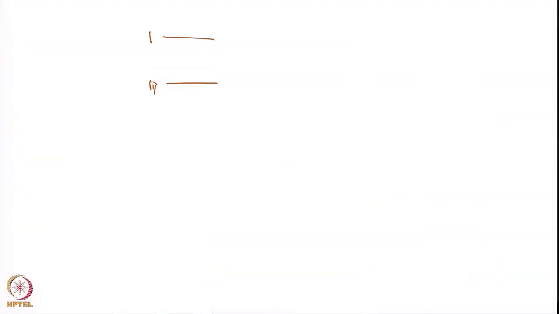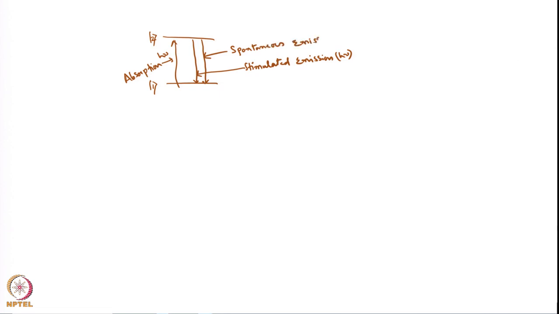Okay. So, when you have state 1 and 2, there is an absorption, and absorption happens in the presence of h nu, and there are two kinds of emission. One that happens in the presence of h nu is called stimulated emission, and there is a spontaneous emission, which happens in the absence of h nu. Now we have the coefficients or rate constants, and this is called B. This is also called B, and this is A.